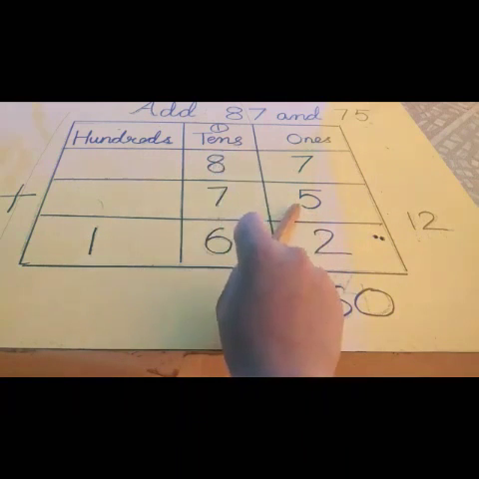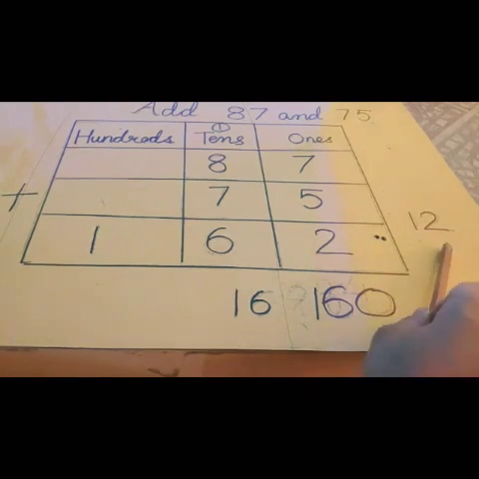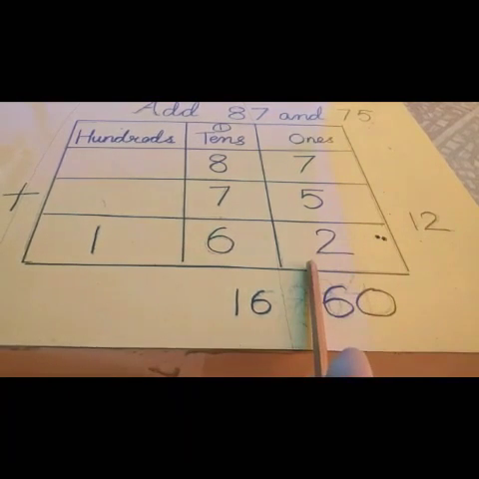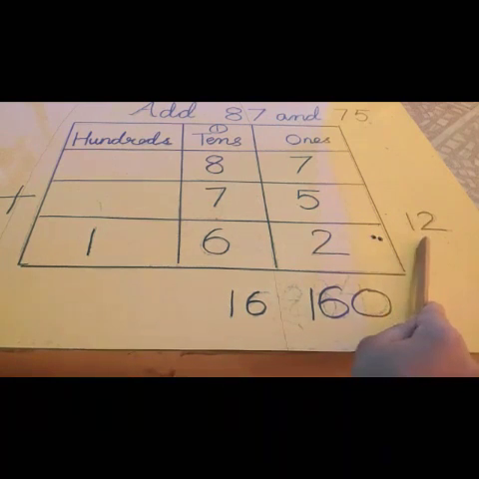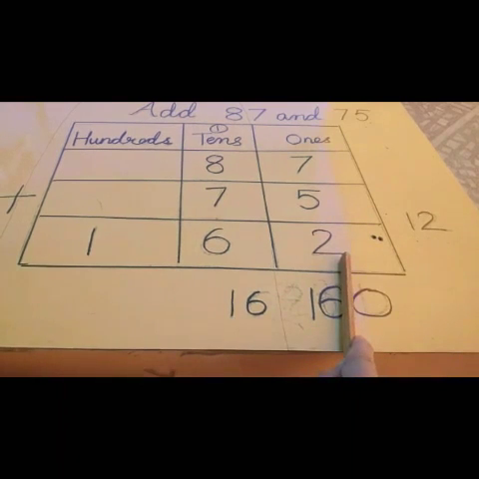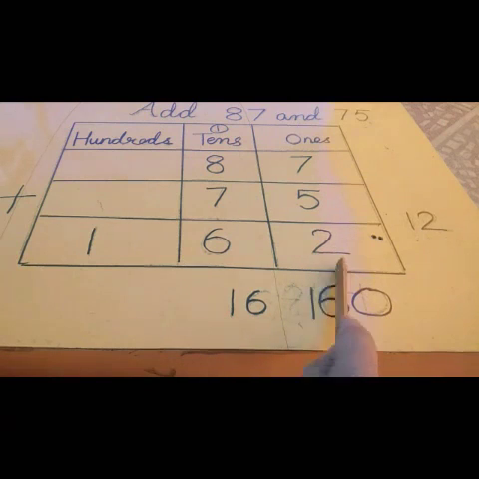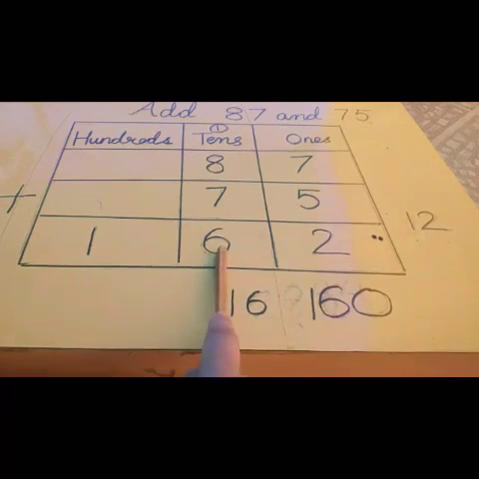7 added to 5 is 12. So should I write 12 here? No, because 12 has 2 digits, and we know 2 digits cannot fit in the ones column because it allows only 1 digit. 12 is 2 ones and 1 ten. Since this is the ones column, 2 ones will go in this group. So 2 goes in this column, and what about 1? This is 1 ten, so it should go in the tens column.